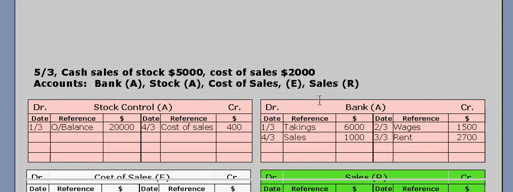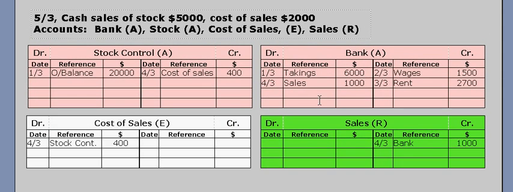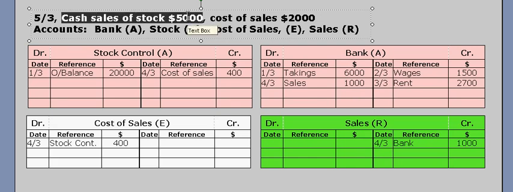Now this next transaction combines both the selling values and the cost values when there is a cash sale. This would be regarded as a reasonably difficult transaction. So let's apply the double entry accounting rules for this complex transaction, which of course excludes GST just for the moment. So the first part, cash sales of stock, $5,000.